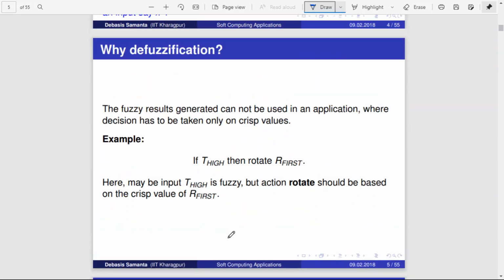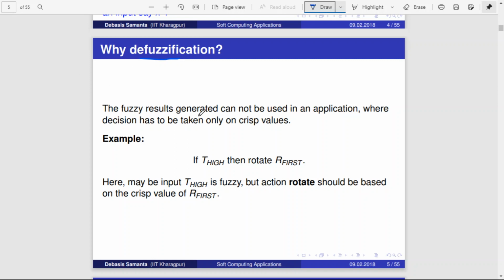So why should we convert the crisp set to fuzzy set, you may ask? What is the reason? Why should we go for defuzzification? Because in real life, in some applications, the application on which we are going to use these techniques may not be able to deal with fuzzy output. They need a crisp output. In that case, you have to convert the fuzzy output to a crisp output.